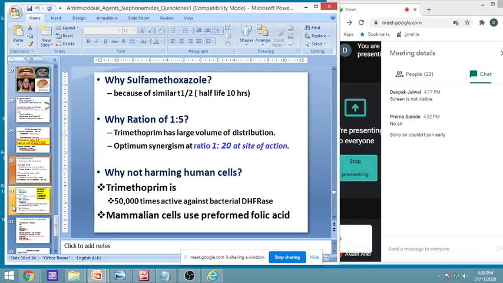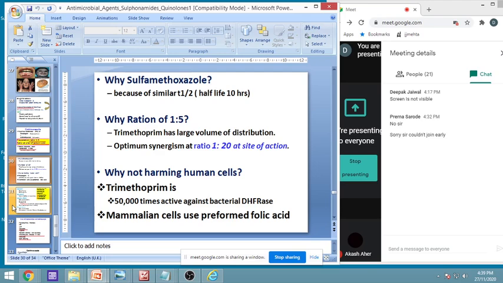Why ratio 1:5? Because trimethoprim has a larger volume of distribution. Larger volume of distribution means its plasma concentration will fall very fast, because it is distributed in more volume. It is going everywhere, and optimum synergism is obtained at the ratio of 1:20. So to maintain this 1:20 ratio, we have to give the tablets in the form of 1:5.